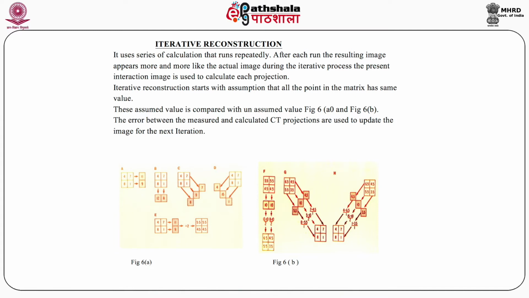In the iterative reconstruction technique, it uses a series of calculations that runs repeatedly. After each run, the resulting image appears more and more like the actual image during the iterative process. The present iteration image is used to calculate each projection. Iterative reconstruction starts with the assumption that all the points in the matrix have the same value. This assumed value is compared with the measured values. The error between the measured and calculated CT projection is then used to update the image for the next iteration.